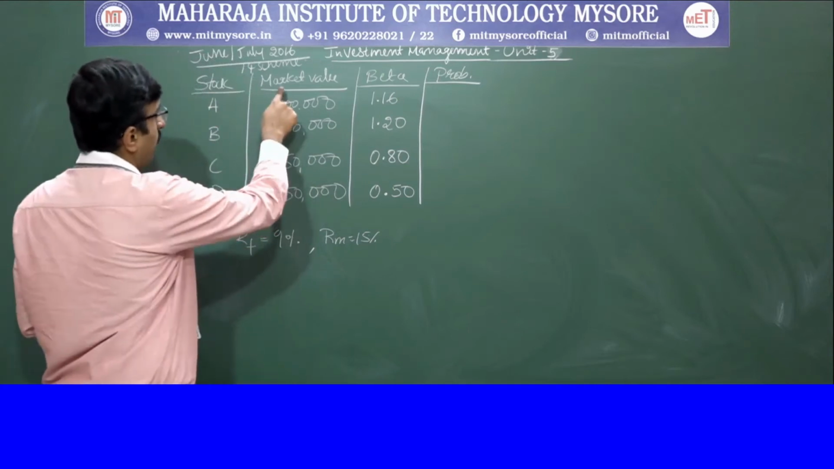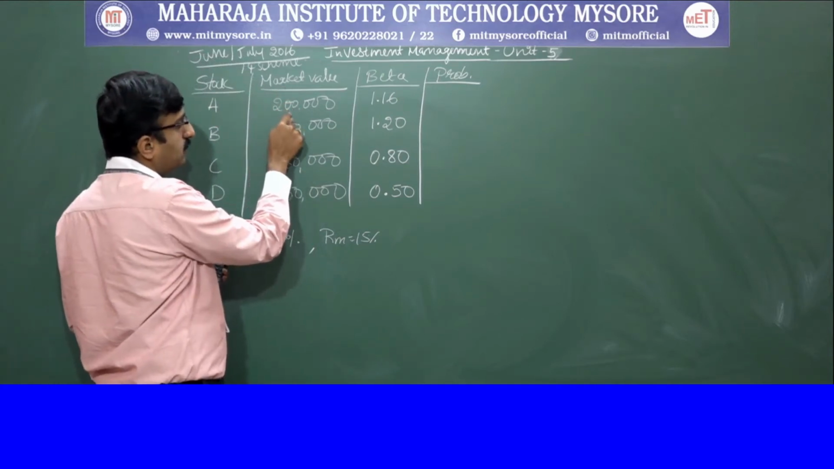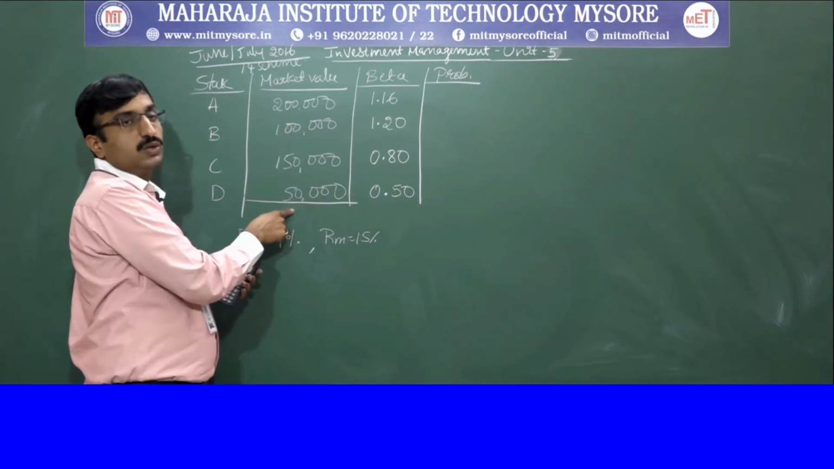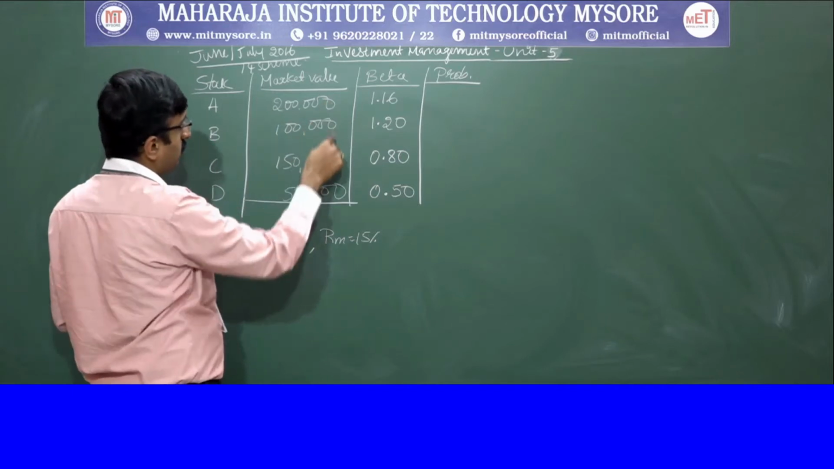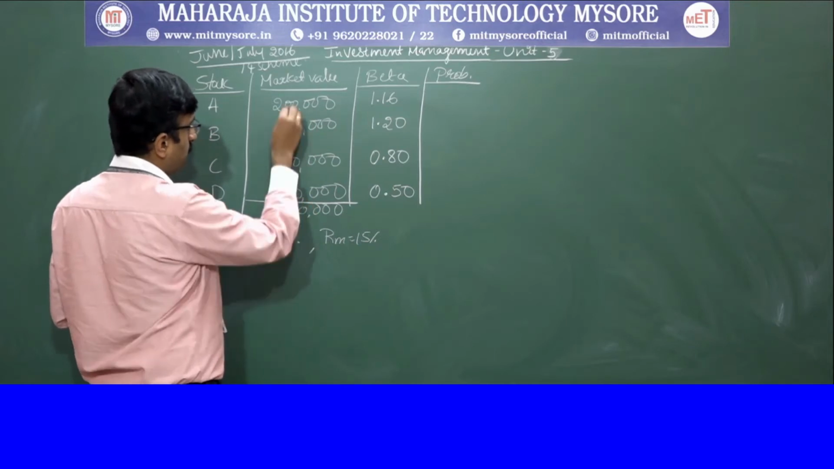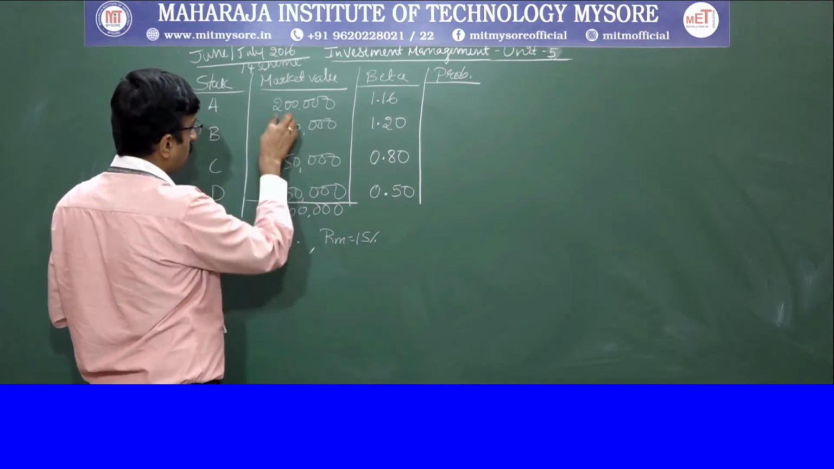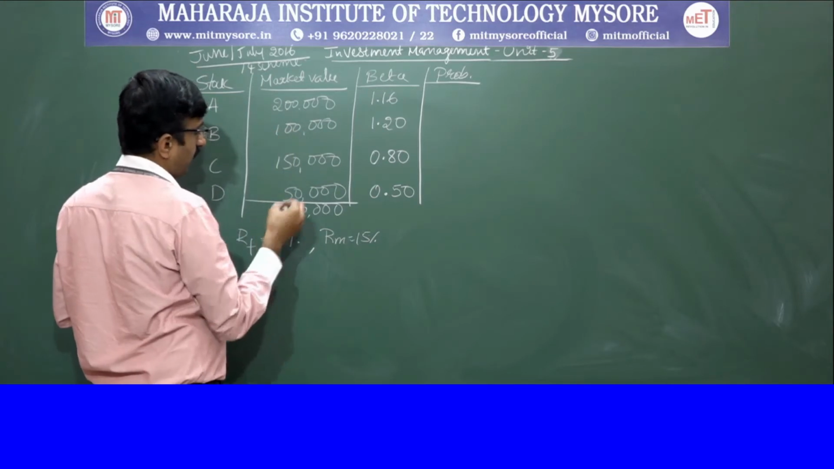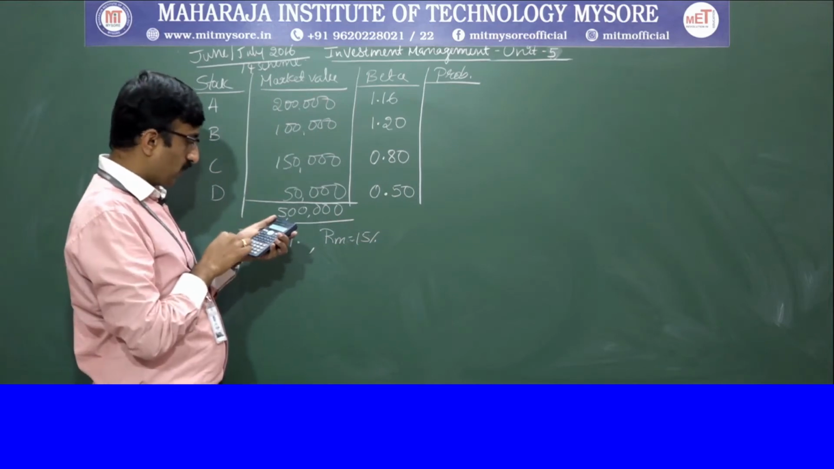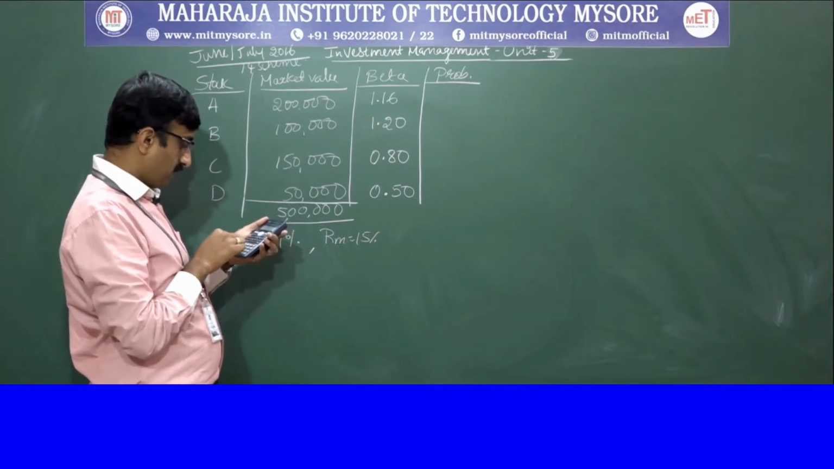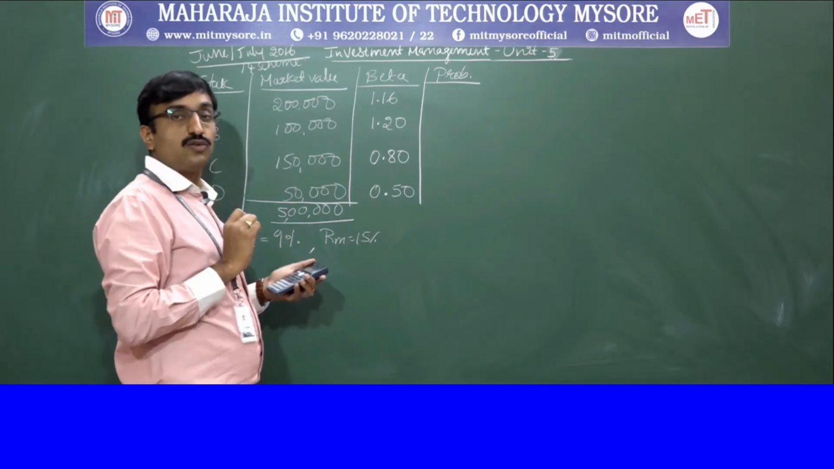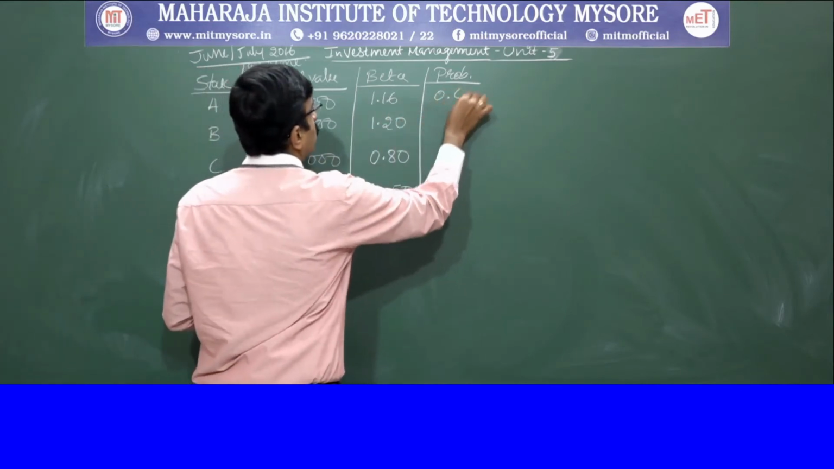That is, the particular individual company market value divided by total market value. So here we have to find out the total market value. It is 5 lakh. Total market value is 5 lakh. So the probability is 2 lakh divided by 5 lakh. How much will you get? You will get 0.4.